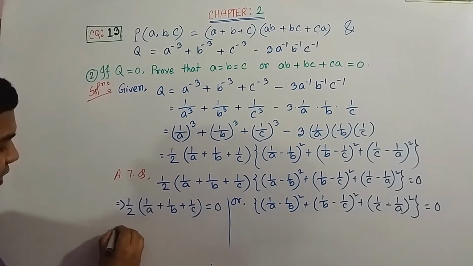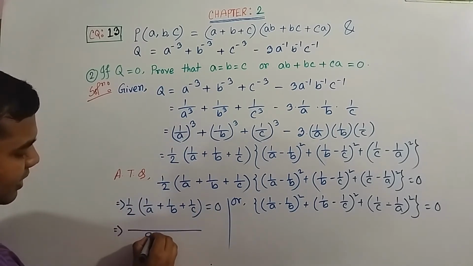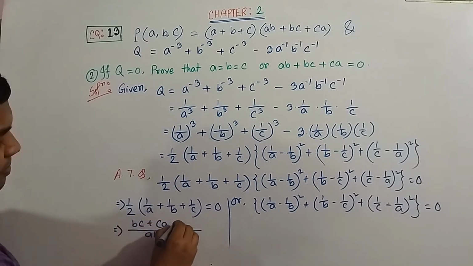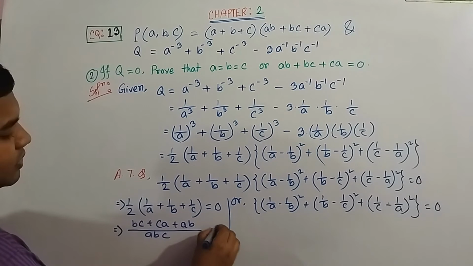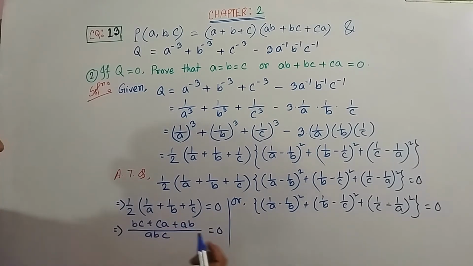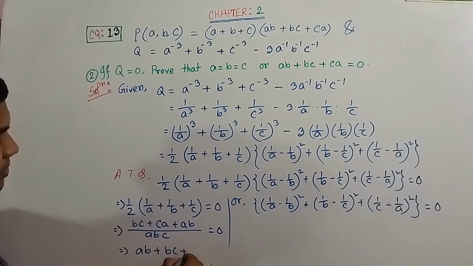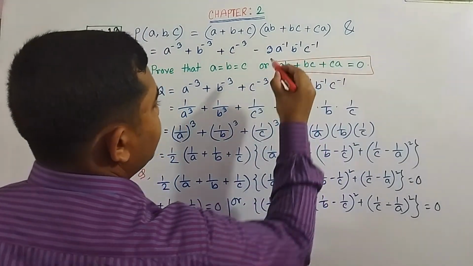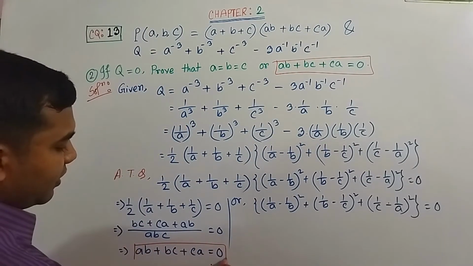So if we go for the LCM in here, abc, then we get bc plus ca plus ab equal to 0, and abc into 0 will be 0. Then we will get ab plus bc plus ca equal to 0, and that is exactly our proof. So it has been proved already.